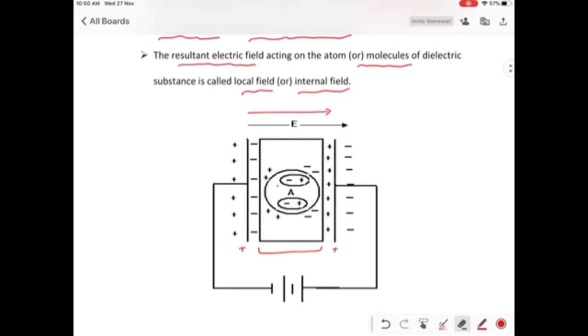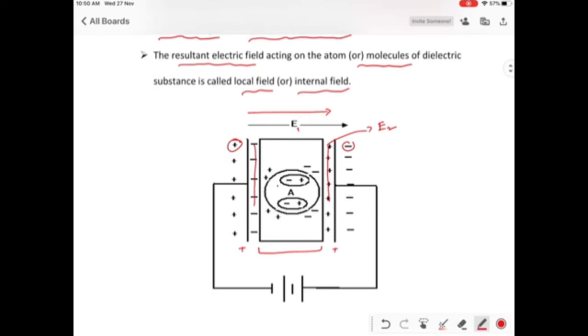Now, how many fields are acting at A for polarizing that molecule? You can observe in the figure. The first is the external electric field, E1, which is the electric field due to charges on the surface of the capacitor plate. And the second one is E2, the electric field due to charges on the surface of the dielectric. These are the induced charges.